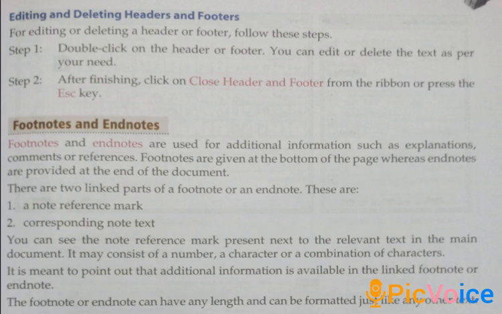There are two linked parts of a footnote or an endnote. These are: 1. A note reference mark, 2. Corresponding note text. You can see the note reference mark present next to the relevant text in the main document.